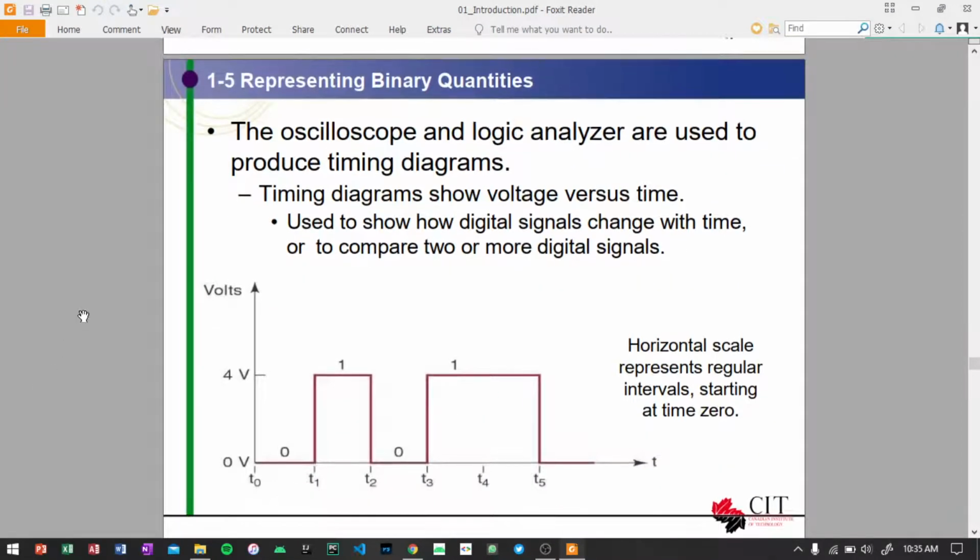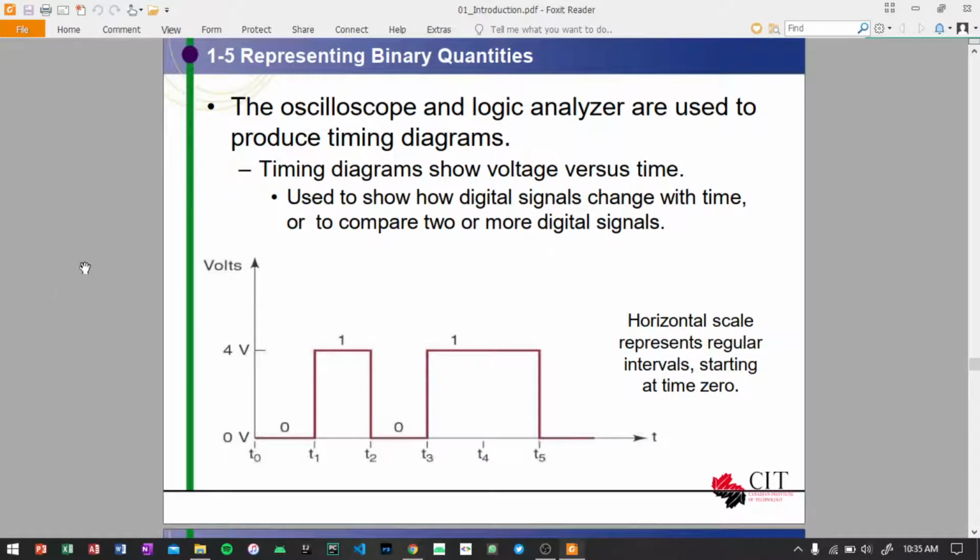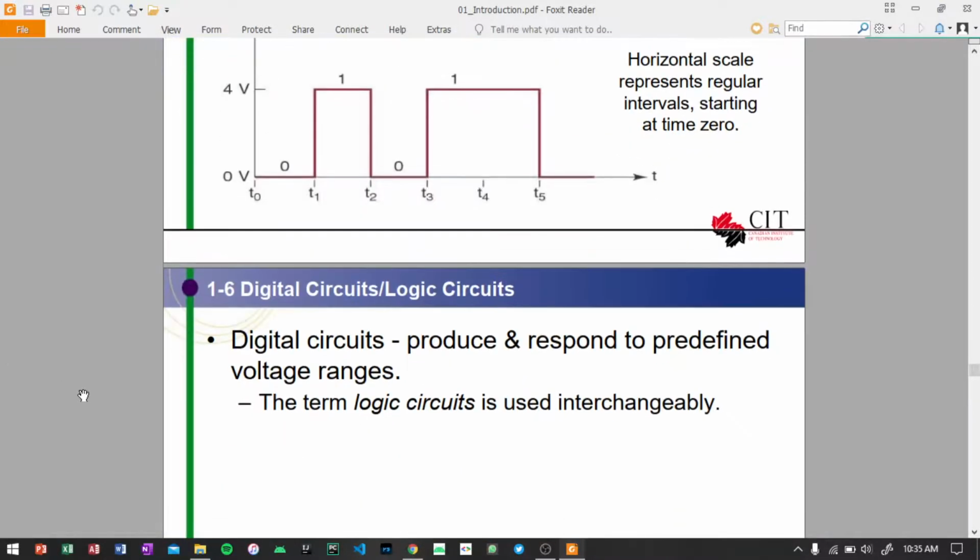The oscilloscope and logic analyzer are used to produce timing diagrams. Timing diagrams show voltages versus time. They are used to show how digital signals change with time or to compare two or more digital signals. 0, 1, 0, 1, so you can see here, up, down, up, down, up, down. The horizontal scale represents regular intervals starting at time 0.